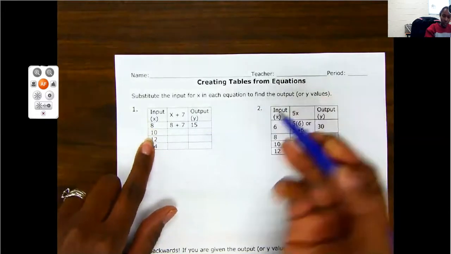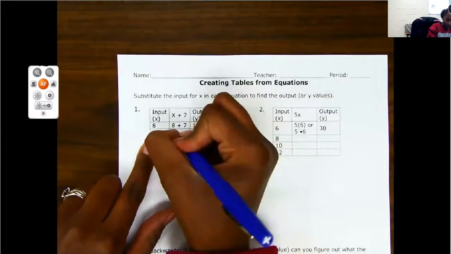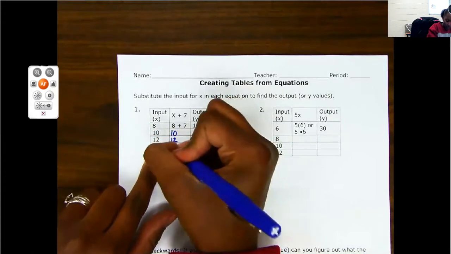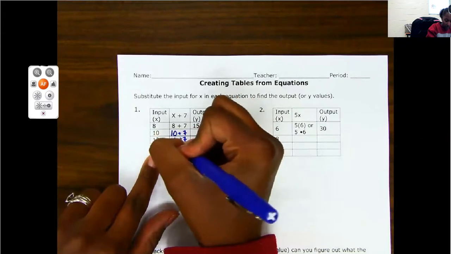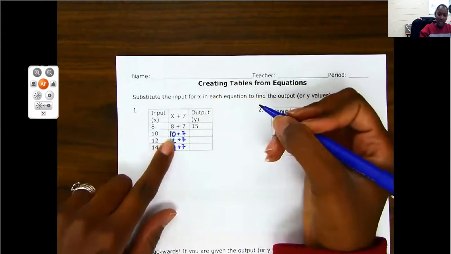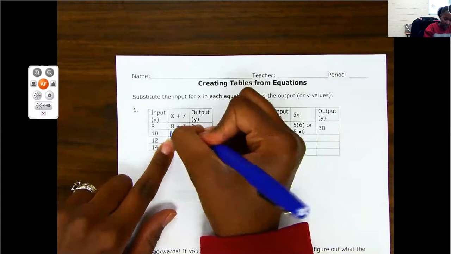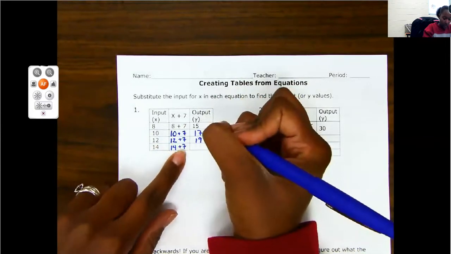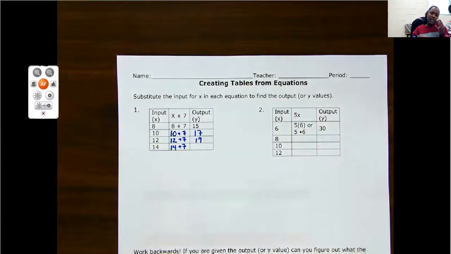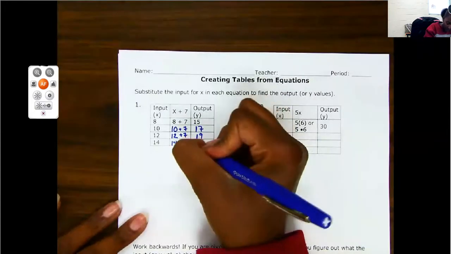So we're literally going to do that all the way down. And put 10, 12, and 14, plus 7, plus 7, plus 7. Okay, 10 plus 7 is 17, 12 plus 7 is 19, 14 plus 7 is 21. Okay, all right.